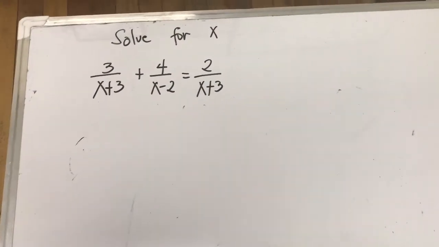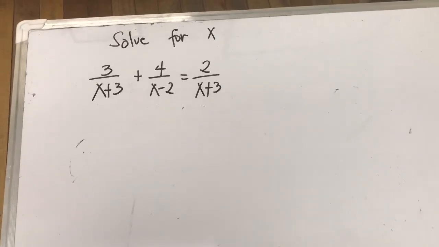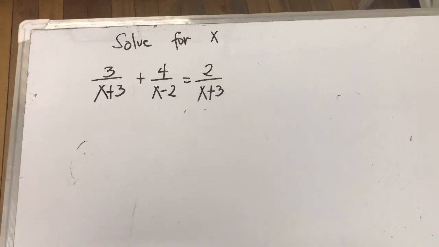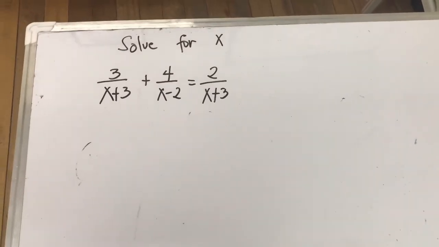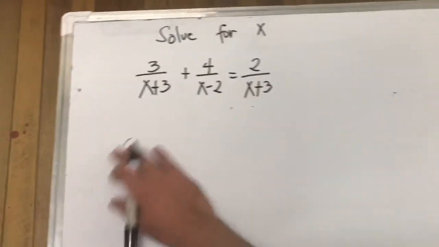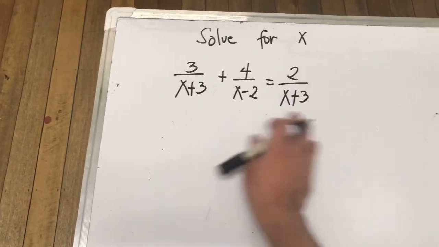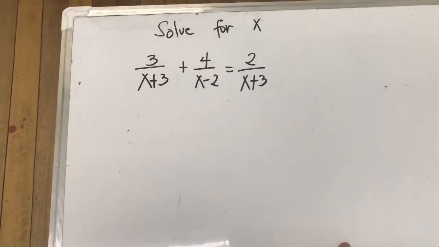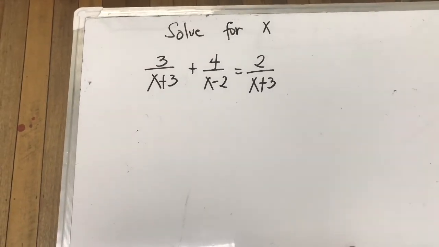Okay? Ayan, so let's try to solve another example. If we have solve for the value of x, we have 3 over x plus 3 plus 4 over x minus 2 is equal to 2 over x plus 3. Okay? So, yung first step natin gagawin hanapin natin ang LCD ng tatlong denominator. So, then, observe if merong magkapareho.